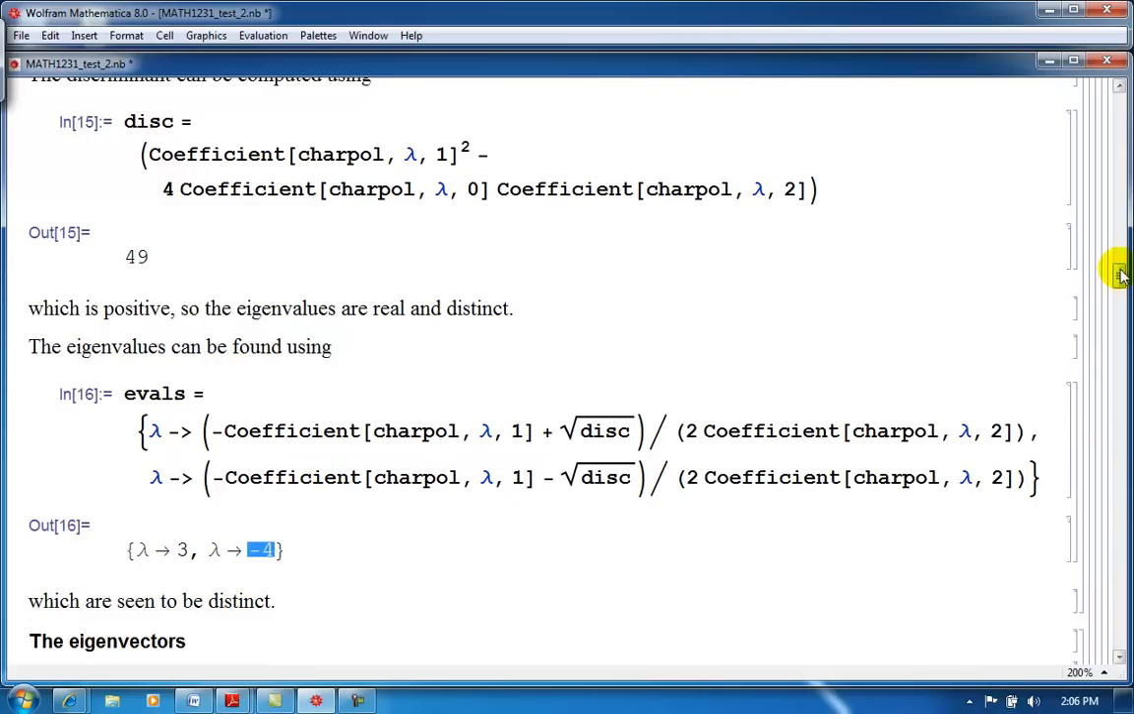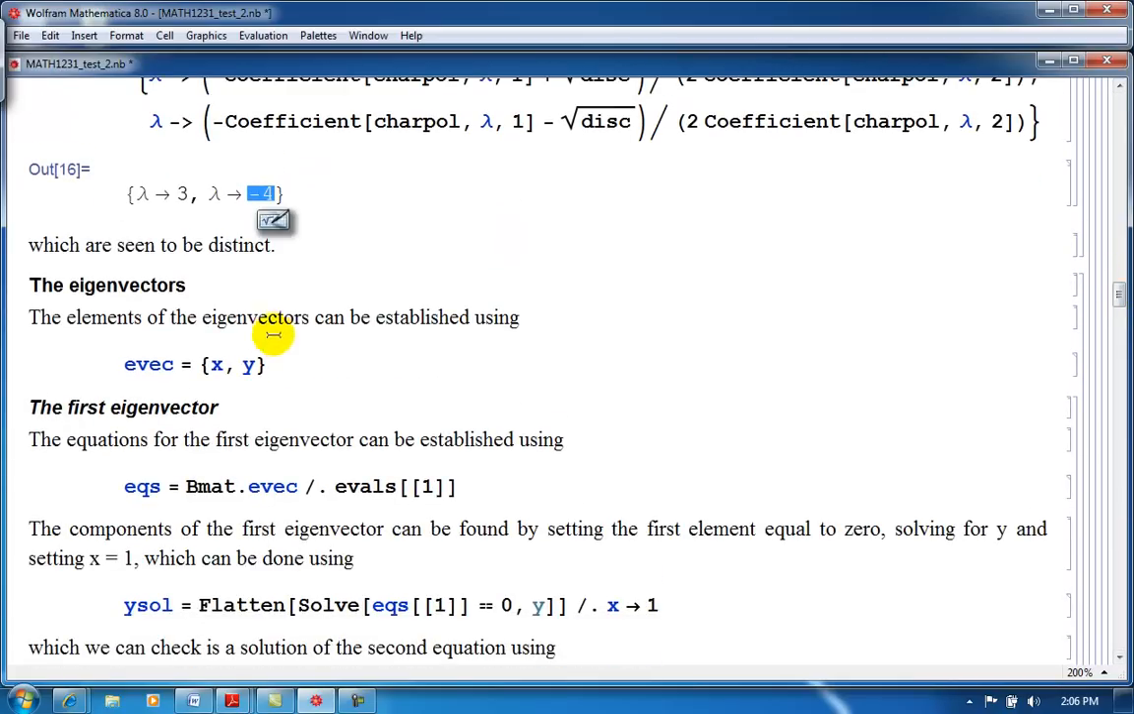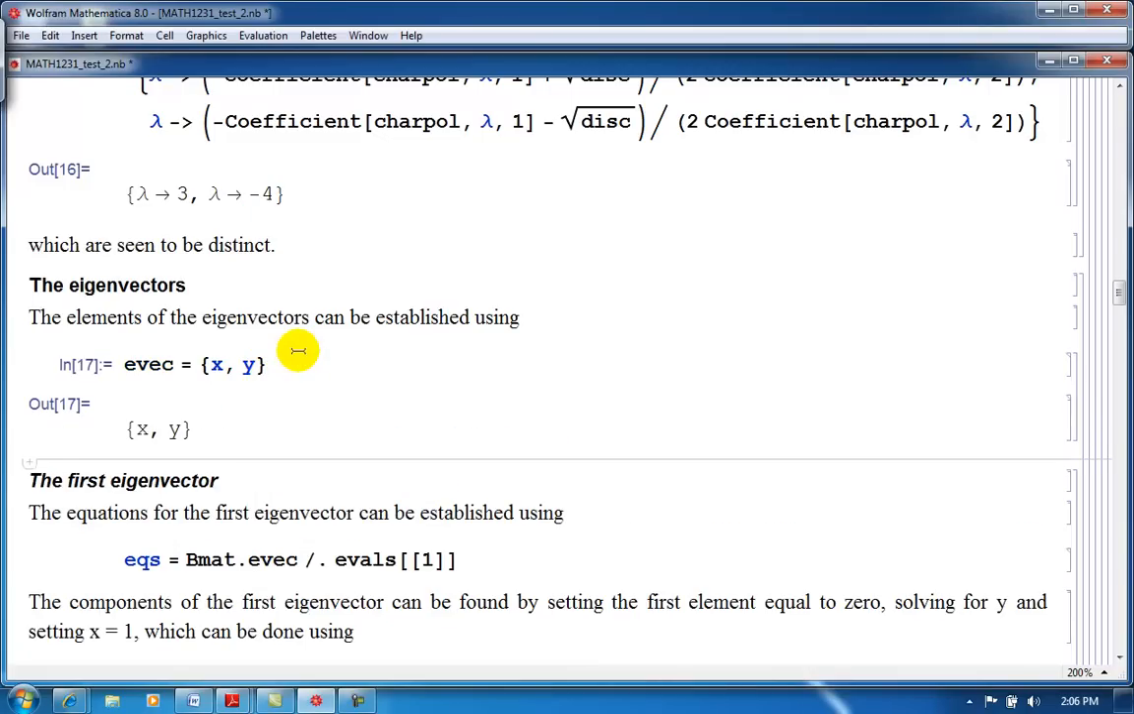and they are indeed distinct. So let's get at the eigenvectors. So here's the first eigenvector. Well, here's a general expression for an eigenvector, and we can find the equation this satisfies by multiplying that vector here by the matrix B evaluated at the first eigenvalue, sorry.